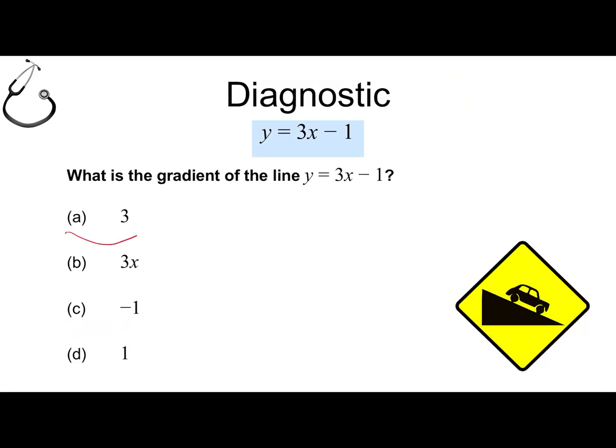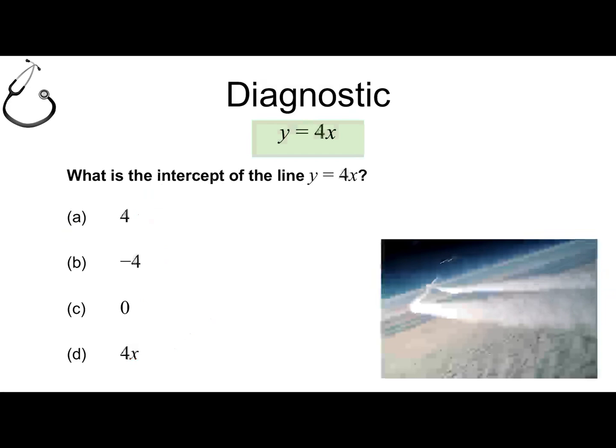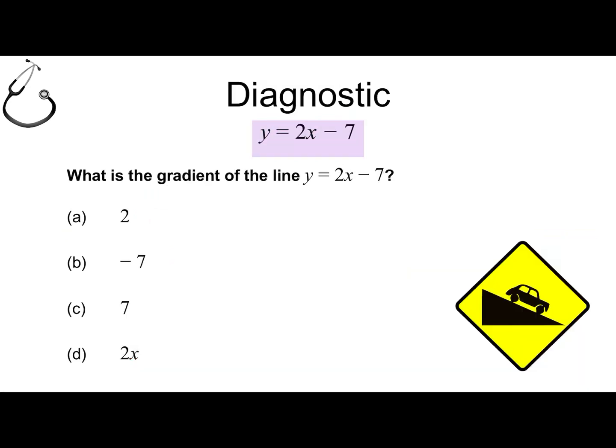Okay, what's the gradient of this line? Okay, that's 3. What's the gradient of this line? No, it's not 7. Certainly not minus x. It's not 0. It's minus 1. Okay, the gradient is minus 1. The number in front of x is negative 1.